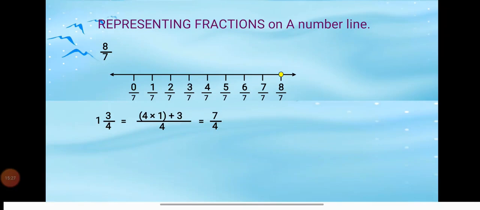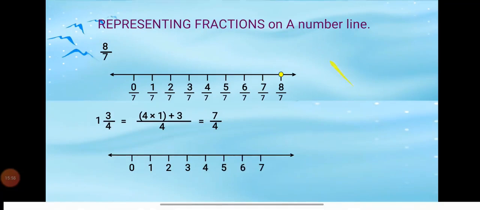Let us now mark 7 by 4 on a number line. First of all, you will draw a number line starting with 0. The numerator is 7. So we'll have to mark 7 points at regular intervals. 4, 5, 6, 7, and the denominator will be 4. And this is how you have marked 7 by 4 on a number line. Yes, children?